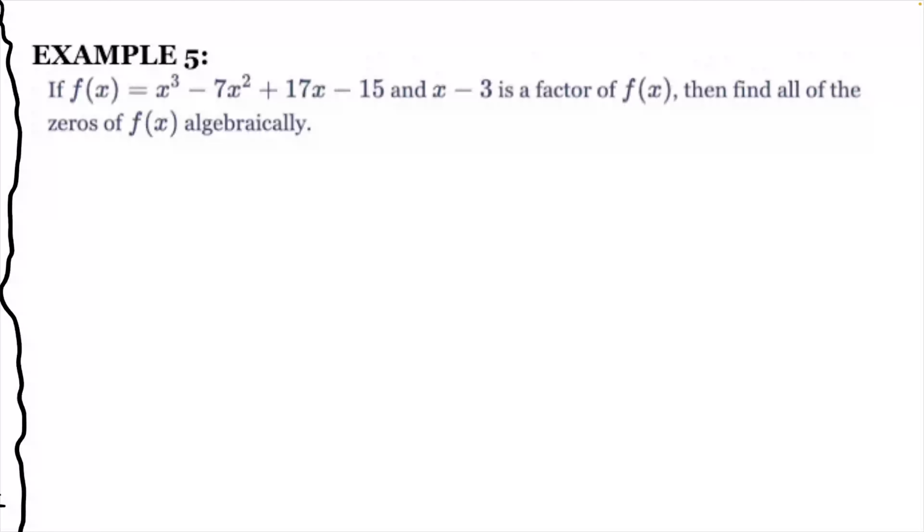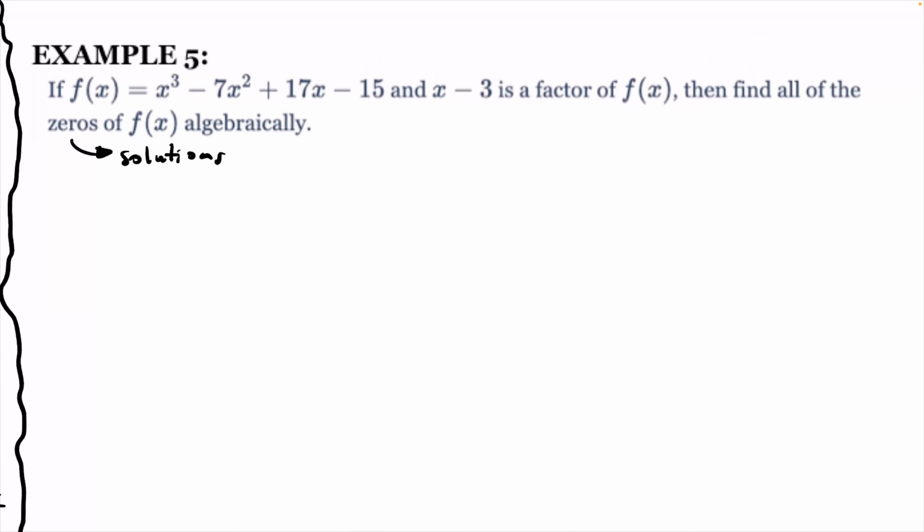minus 7x squared plus 17 minus 15. And x minus 3 is a factor. Then find all the zeros. Okay? Zeros are just solutions, right? So we're solving.